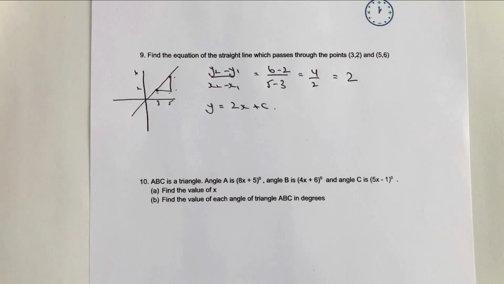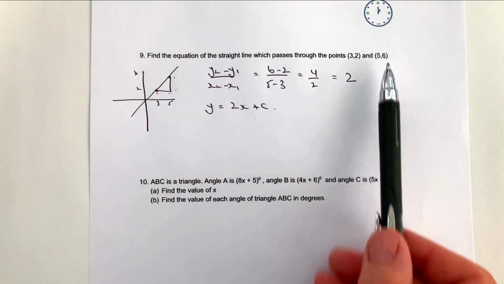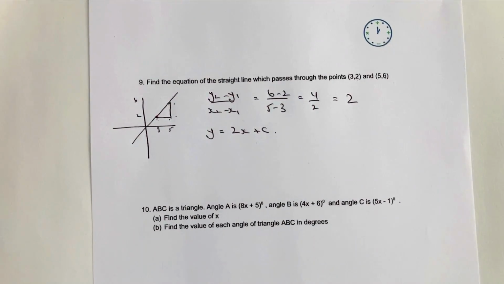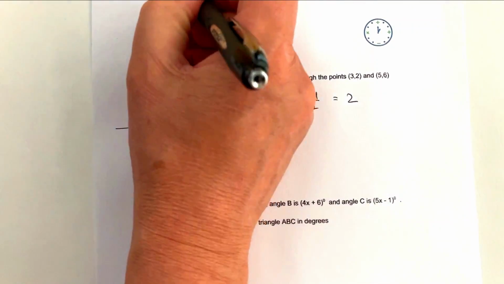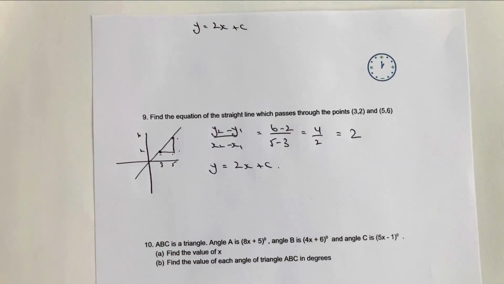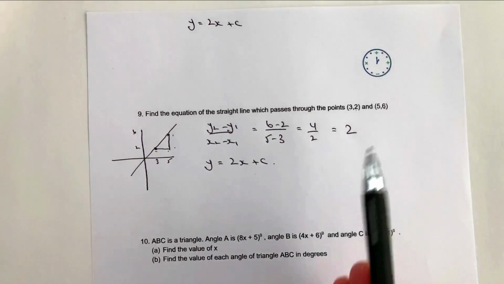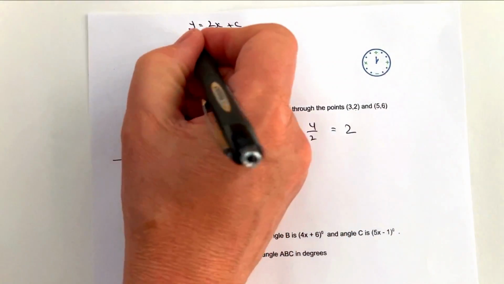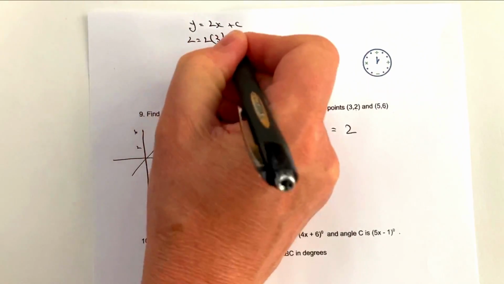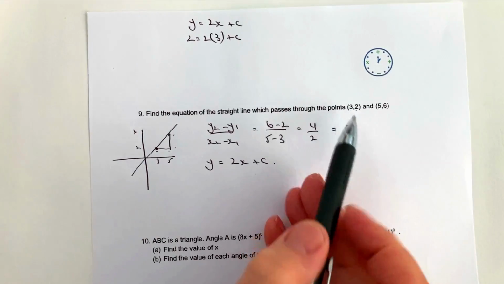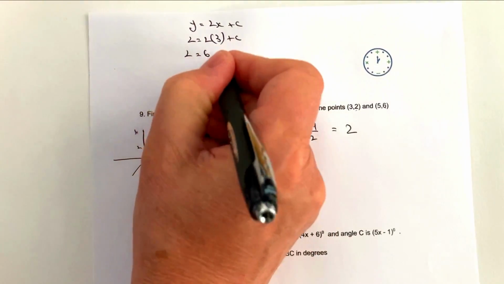The way we do that is we take these coordinates, or one of the pairs of coordinates. It doesn't really matter. I'm just going to use the first one. I know y equals 2x plus c, so I'm going to put this coordinate directly into here. So I've got 2 equals 2 times 3 plus c, which is y is 2 and x is 3. So 2 equals 6 plus c.